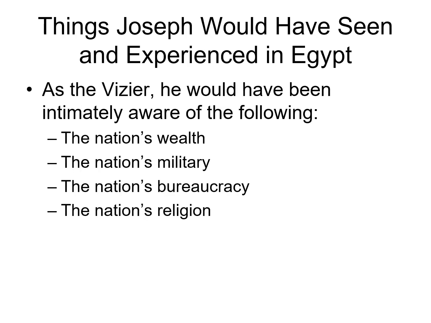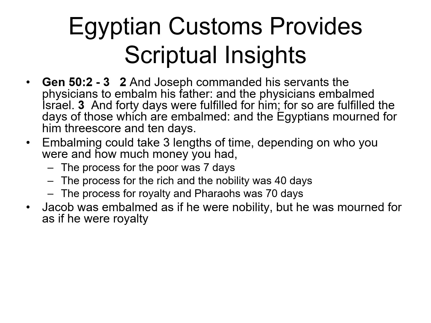So there are some pretty important things that Joseph would have seen and experienced while in Egypt. As the vizier, he would have been intimately aware of the nation's wealth, the nation's military, the nation's bureaucracy, and the nation's religion. And he would have been pretty familiar with the criminal justice system as well, due to his time in prison. So knowing about some Egyptian customs actually provides insights into Scripture.